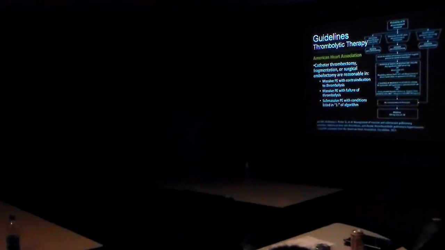The American Heart Association, in the document that I just referred to, recommends essentially similar to the chest guidelines that if they have a low-risk PE, you anticoagulate them. If they have a high-risk PE, or the massive PE, you give them systemic thrombolysis. And if they're in that submassive category, consider systemic thrombolysis.